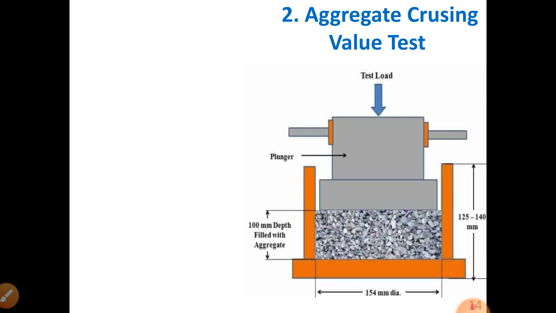Now the second test on coarse aggregate, the crushing value test. In the figure, aggregates are filled in a metal cup and load is acting from the top through a plunger. The size of the cup is shown.